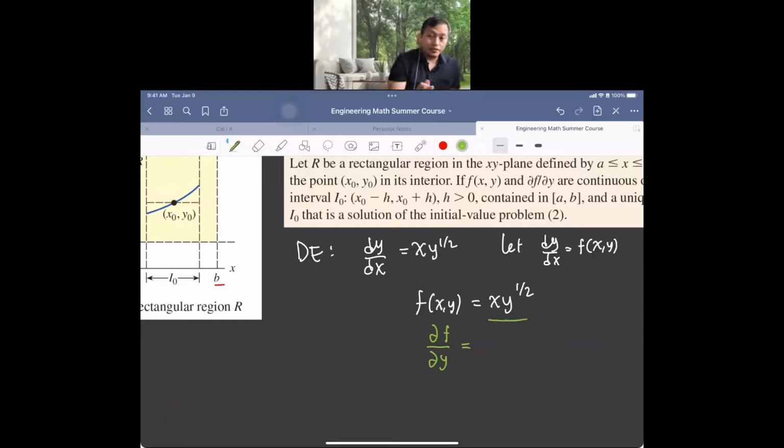So ∂f/∂y equals, we are going to differentiate x y^(1/2) with respect to y. So we just differentiate y and treat x as a constant. So x over, and it becomes 2 times the square root of y. We can write it like that.